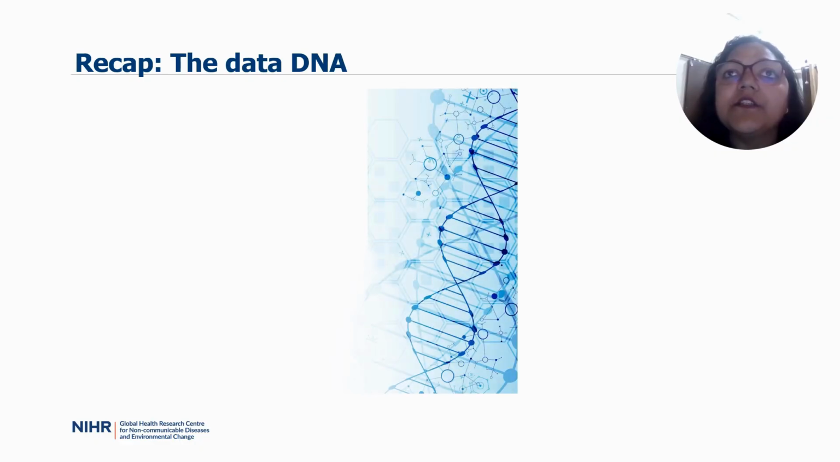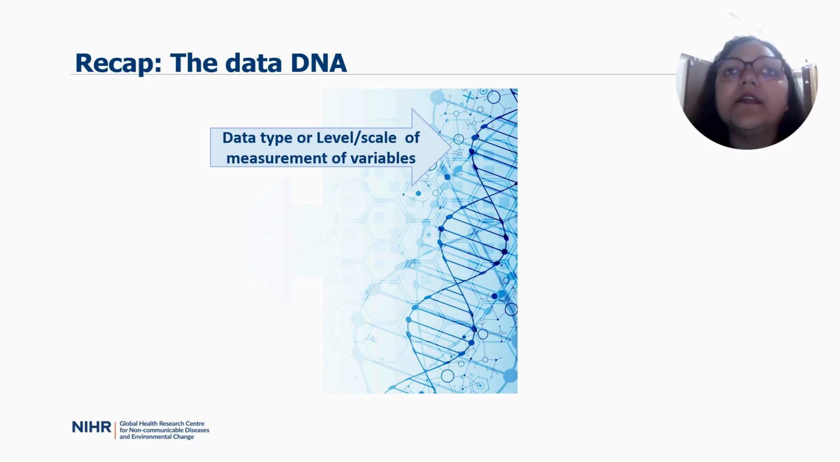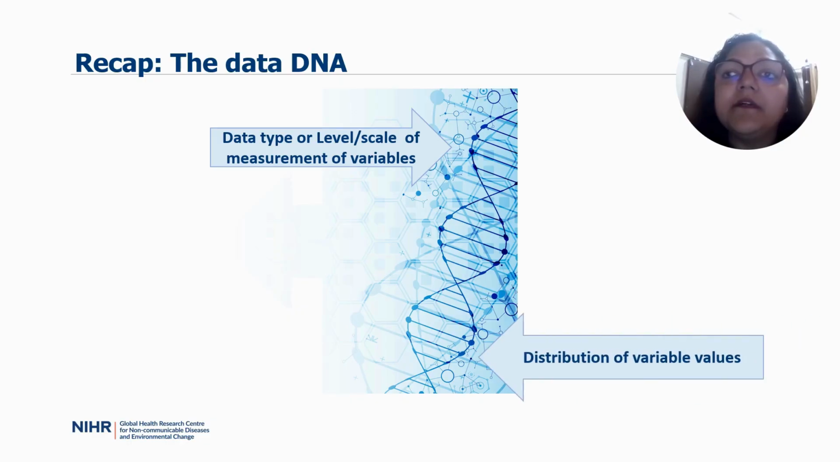In the previous session, we looked at the two main pillars that are essential to understanding the nature of our outcome variable so that we can begin to explore them in terms of their distribution and also in terms of the statistical analysis techniques that are available to us. The first pillar is the data type or level of measurement. The second pillar is the distribution of variable values.